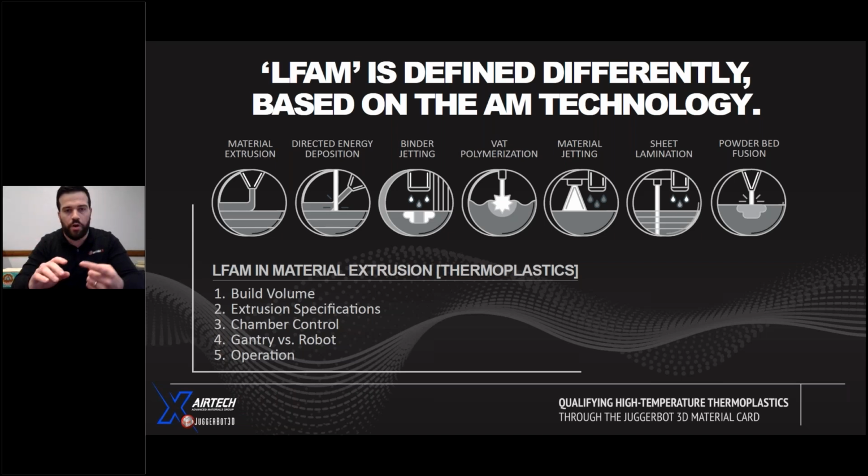So those 5 things are build volume, which is the simplest thing, extrusion specifications, chamber control, gantry systems versus robotic systems, since that's been a hot topic as of late. And then the last thing we're going to talk about is operation, or more specifically, the range of workflows that can be expected with different LFAM systems. So we'll start with build volume.